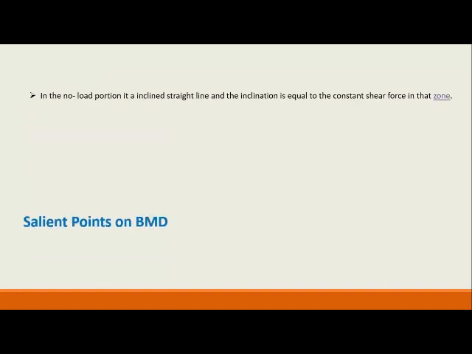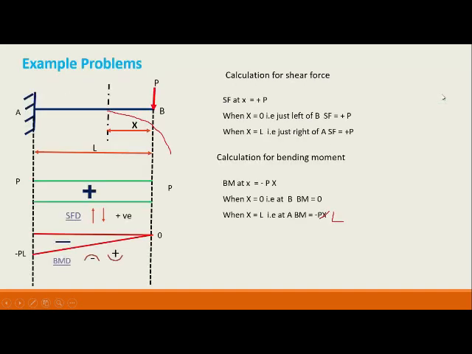So let us come to the salient points of the BM diagram. In the no load portion, it is an inclined straight line, and the inclination is equal to the constant shear force. So if you see here, how much will this theta be? This perpendicular distance by base, so P by L will be equal to P. So I have said that the inclination of this line is the load. So you can see dM/dx is equal to the shear force.